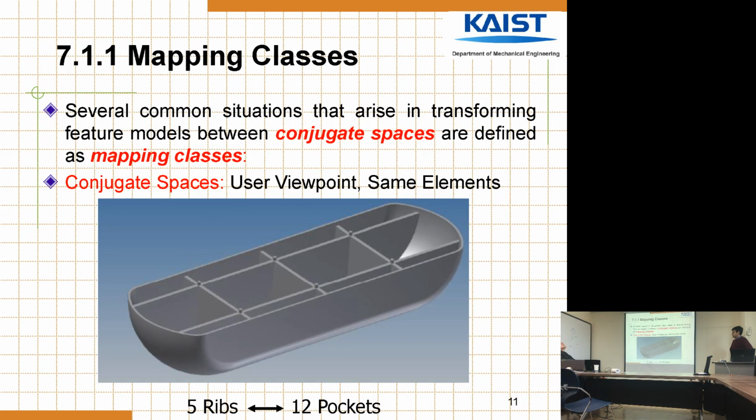For example, I added this picture here of a part. One user can say there are 5 ribs, but the other can say there are 12 pockets. So if you take out one rib, the number of pockets will change. In either case, whether you define it with the number of ribs or the number of pockets, it is the same part with the same elements. So that is the conjugate space.